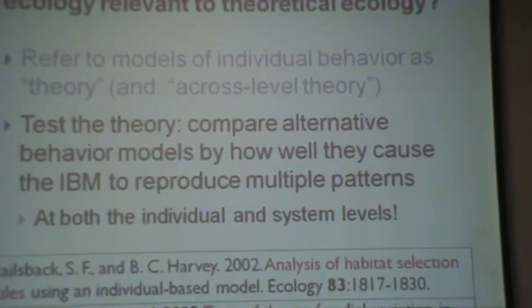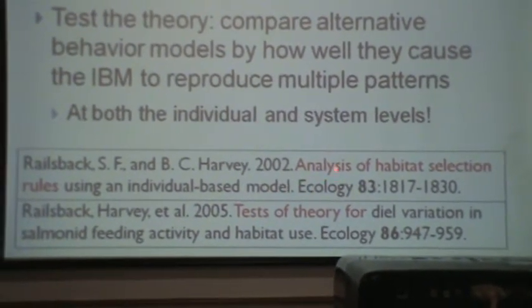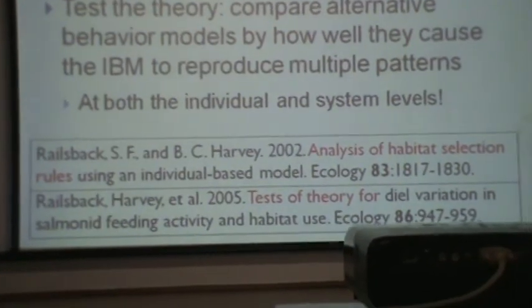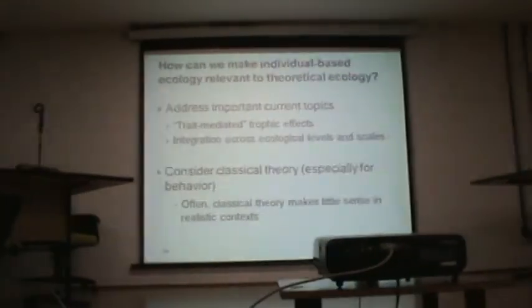Just to illustrate what we've learned over the years, the first study that my colleague Brett and I published on the habitat behavior rules, we used the title Analysis of Habitat Selection Rules. The second paper, we were smarter, we called it Tests of Theory for Diel Variation. So that's the kind of thing we can do. We can make it sound like this is theory. And so far I've never gotten any resistance to that idea. We can also address topics that are currently important in theoretical ecology, such as trait-mediated trophic effects, and interaction across ecological levels and scales.